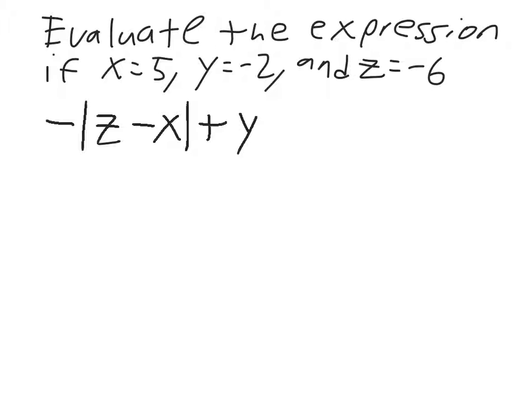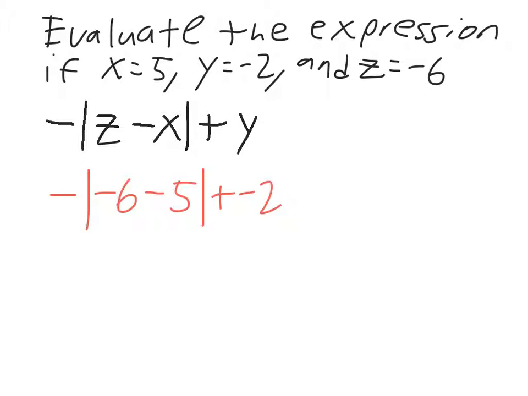Alright, one more example. So again, we have an evaluate the expression, and x, y, and z are still the same numbers, but we have a different expression to deal with. So again, let's plug what we have for numbers into the variables. So we have negative absolute value, and then z is negative 6. So negative 6, and then minus x is 5, so minus 5, plus y, which is negative 2. So plus negative 2.